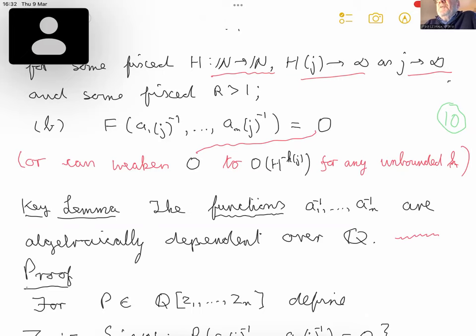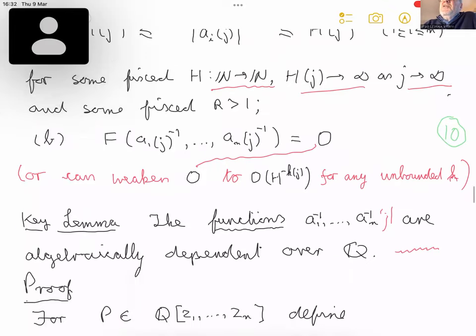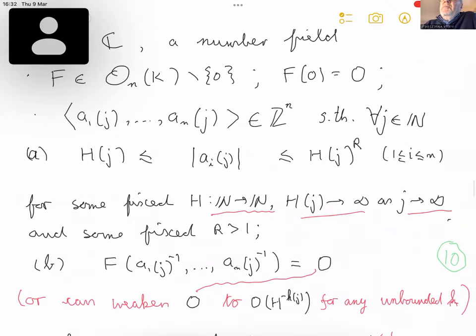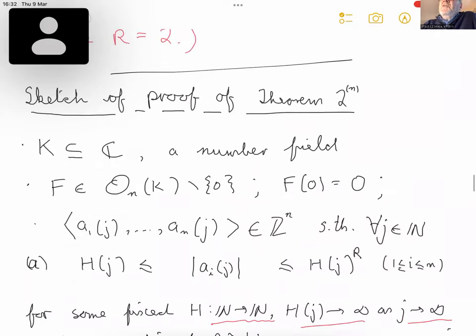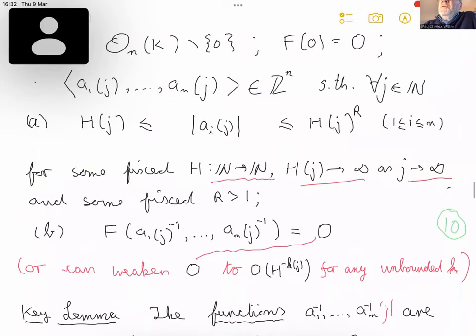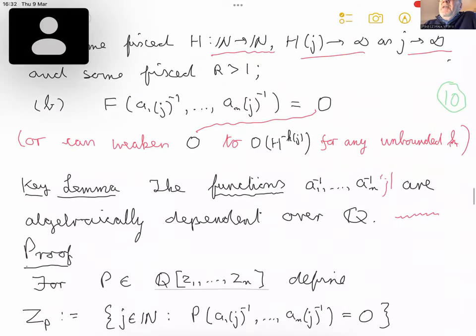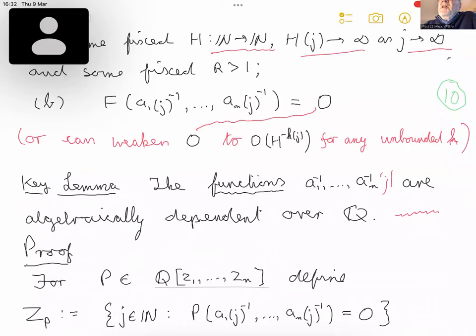So a1 to the minus one of j up to an to the minus one of j, for all j, satisfy this polynomial. Okay, so the functions themselves are algebraically dependent. And that's just on these hypotheses that say they're zeros or that this is very small. And that's more or less all you have to do to prove theorem 2n, because you do an induction on n and you just reduce your set F.